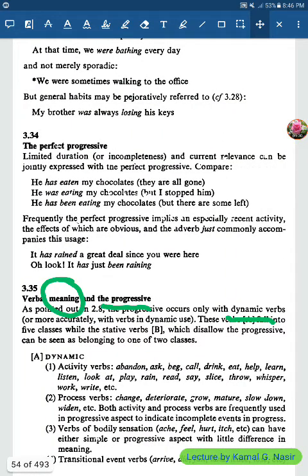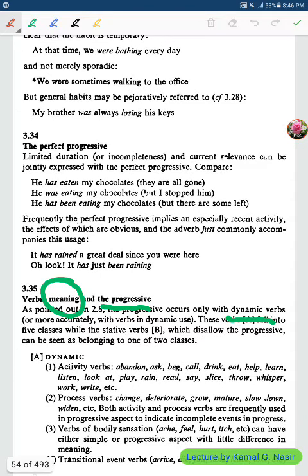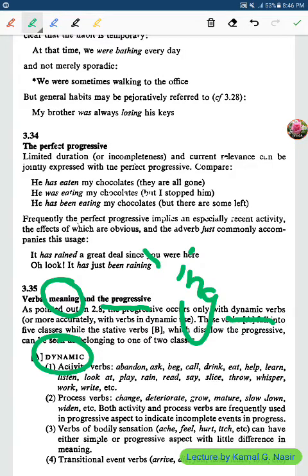The dynamic, as you remember: when there is a certain activity in the verb, we say that the verb is dynamic. When the verb is dynamic, the verb can take ing. When the verb is stative, the verb does not take ing. Let us see the different meanings and how they are dynamic and how they are stative.